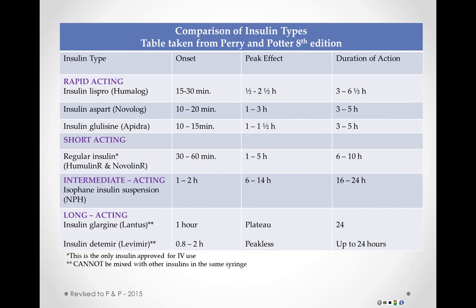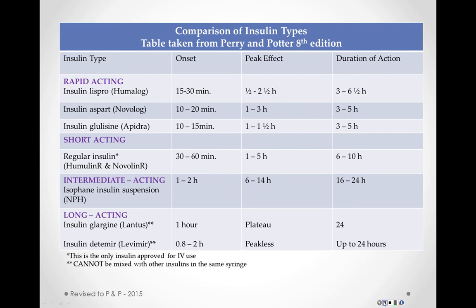The information on this slide compares the onset, peak, and duration of the insulin types. This chart was taken from the Perry & Potter 8th edition Skills Manual. It is included in this presentation for your reference. Please note the onset of the rapid-acting insulins. Keep in mind this type of insulin starts lowering blood sugar almost immediately.